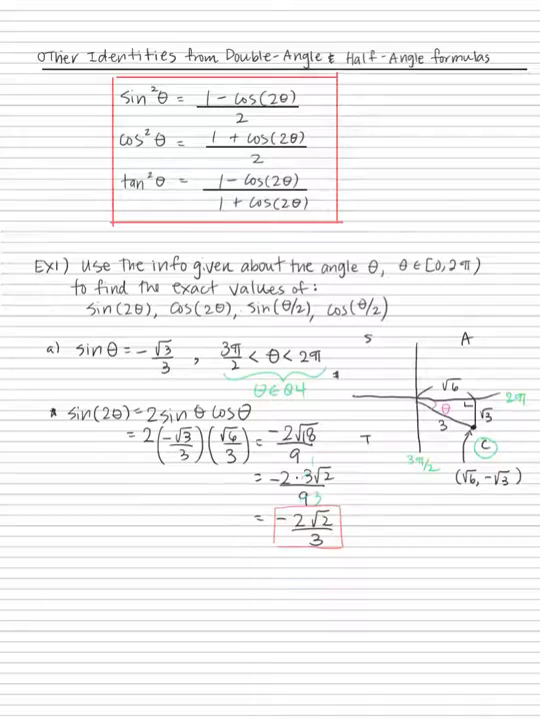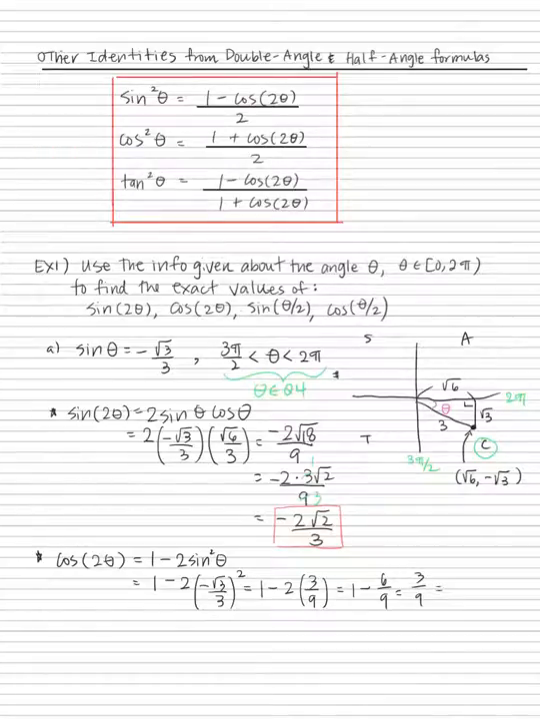Next, let's go with the cosine of 2 theta. Cosine of 2 theta has different formulas, but since we're given the sine value, I'm going to use the formula 1 minus 2 sine squared of theta. You can use whichever one you want; your answer should be the same. So this is going to be 1 minus 2 times sine of theta, which is negative root 3 over 3, but I need to square that because we have sine squared of theta. This gives us 1 minus 2 times 3 over 9, which gives 1 minus 6 over 9, which is 3 over 9, and our answer is 1/3. So that is the value of cosine of 2 theta.